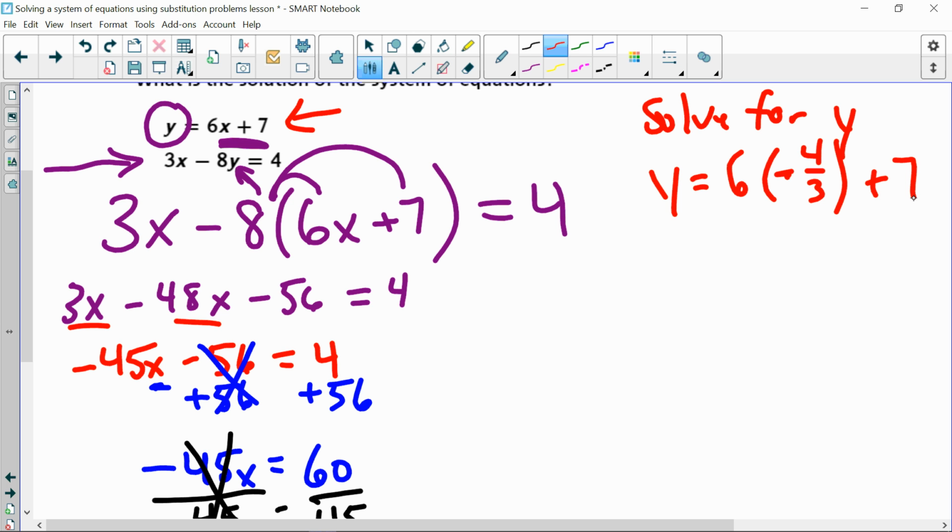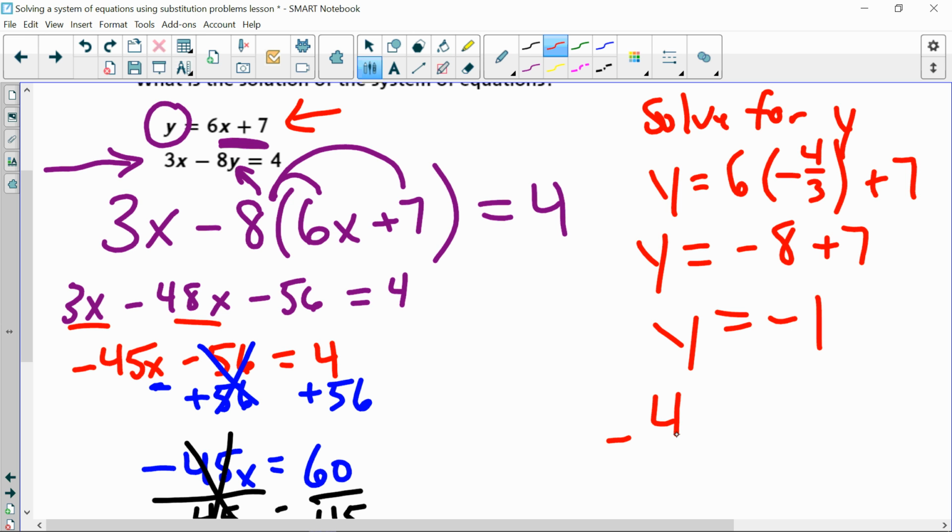So negative 4/3. I don't really love negative signs, so let's get rid of that. Negative 4/3. Right, so again, y, I don't do anything with y. 6 times negative 4/3 would be negative 8. And then do anything with 7. So y is going to equal negative 1. So that's my final answer. Well, actually, my final answer would be written like this. Negative 4/3 is my x value. Negative 1 is my y value.